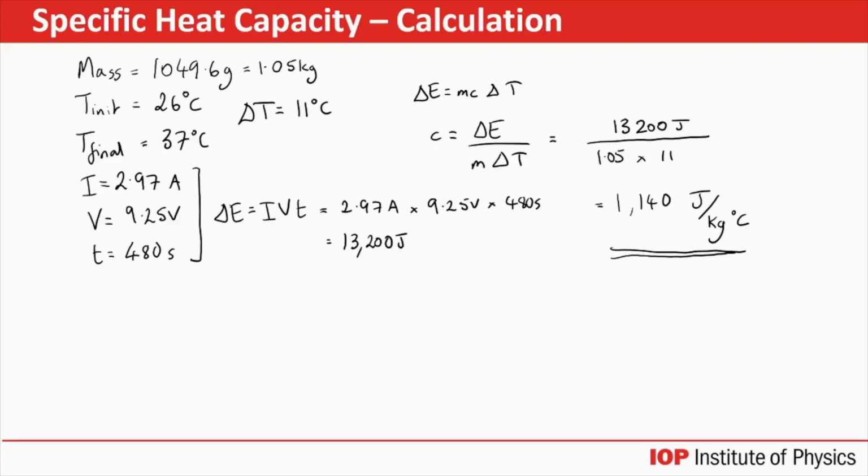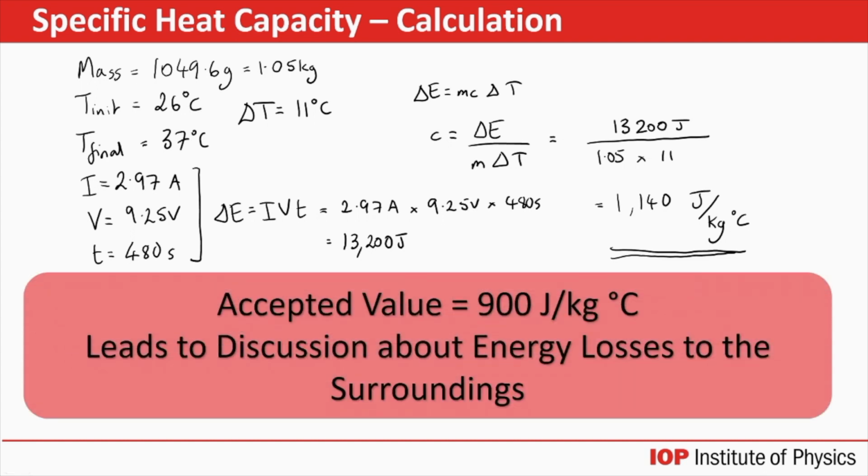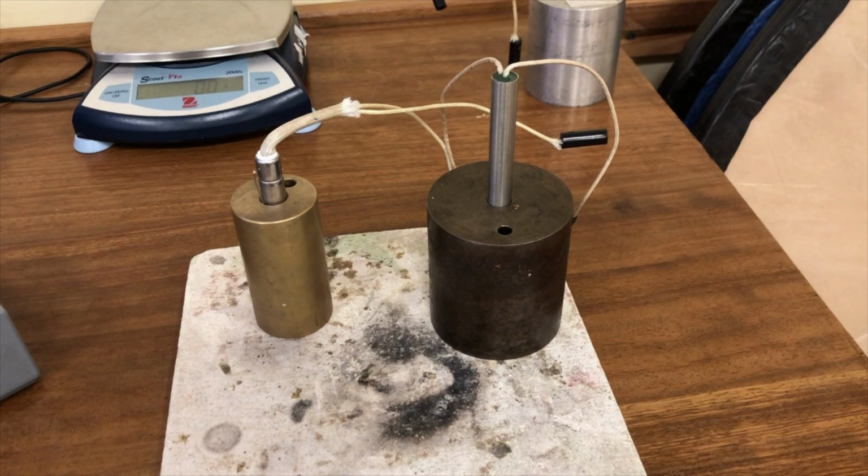Notice that the value we've got from doing the experiment is just a little bit higher than the accepted value, but that allows us to discuss and talk about the energy losses to the surroundings. The experiment can be repeated with other materials, allowing a comparison between brass, steel, iron, whatever you've got available.